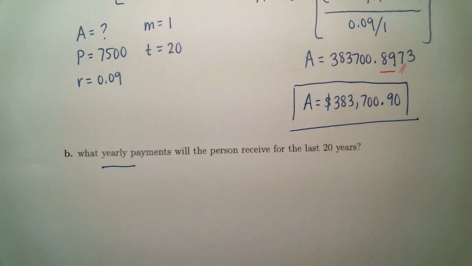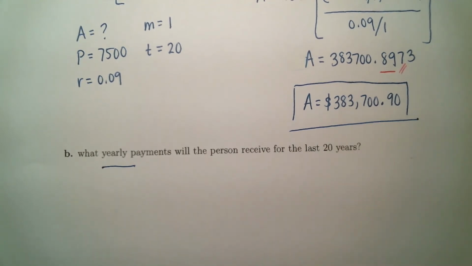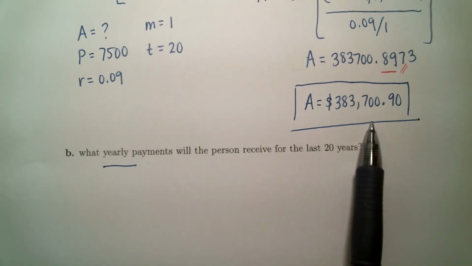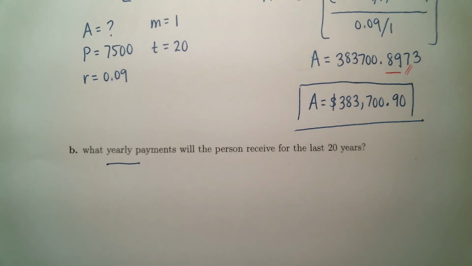Okay, so the next 20 years happen. The first 20 years, the person accumulated this much money. Now in retirement, which is assumed to be 20 years also, the person will receive money out of this account. So now the person is going to receive regular payments, yearly payments.